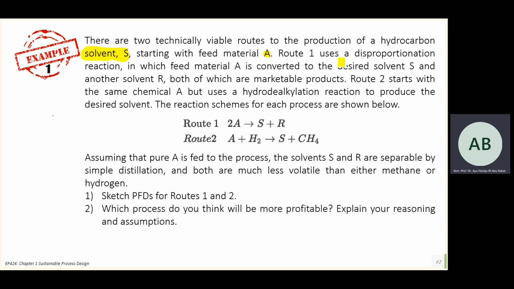Okay, route 1 uses a disproportionation reaction, in which the feed material A is converted to S and R. Both are solvent. Notice it is in liquid form. Okay, the phase is liquid. So route 1, this is the reaction involved. S and R both are marketable products.